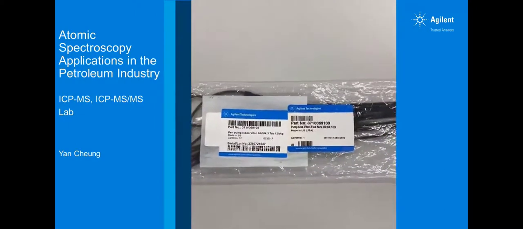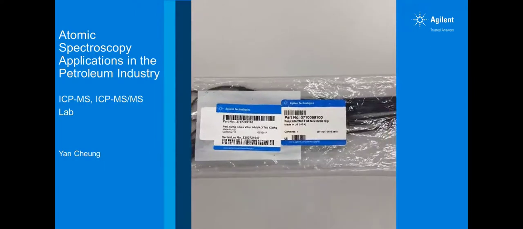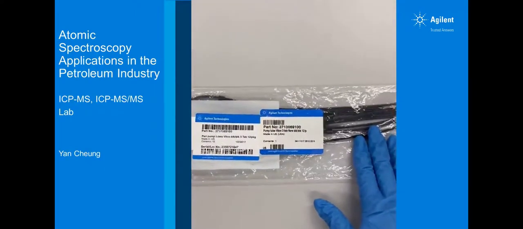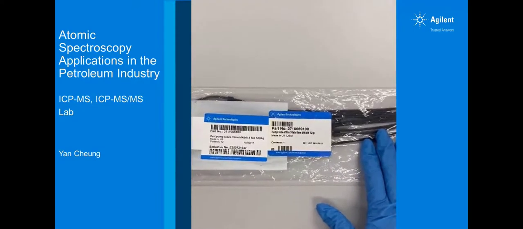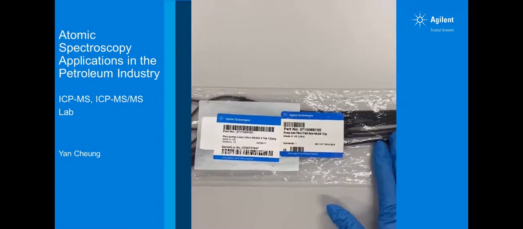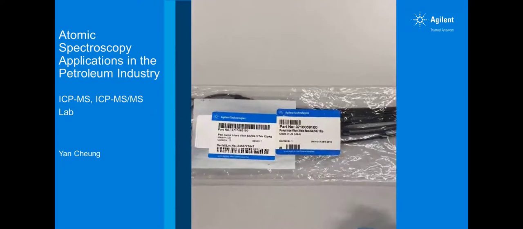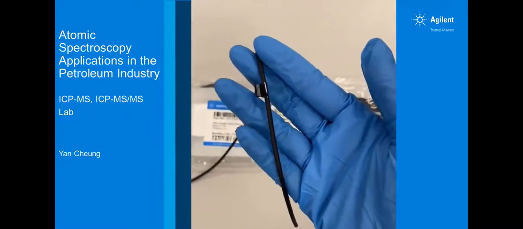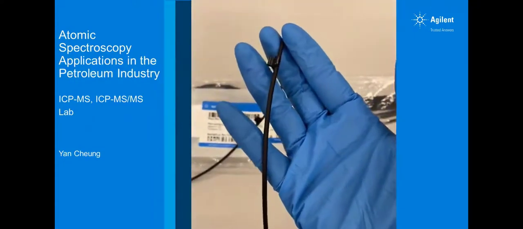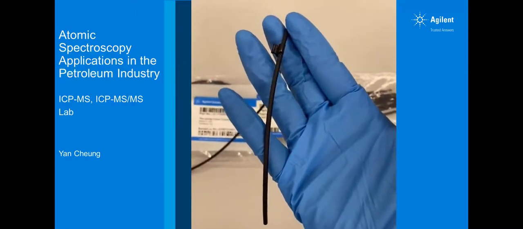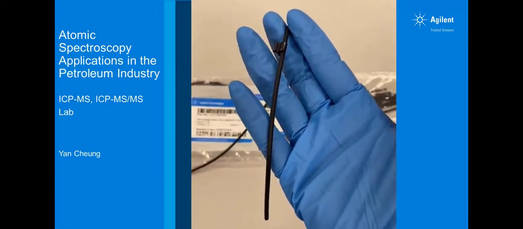Now in terms of sample introduction, it's very important to use these Viton tubings as the peristaltic pump tubing. So that's different from the aqueous analysis you have been doing. As you can see, these Viton tubings are compatible with organic solvents so that the tubings don't break down during the analysis.